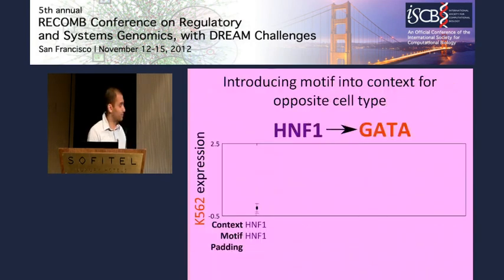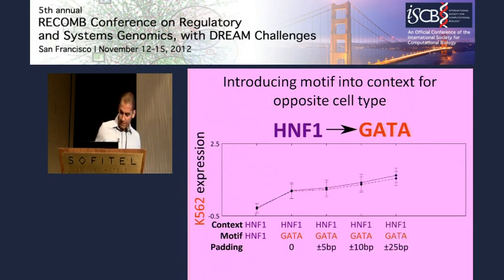Okay, but what may be more interesting is what happens when we swap from one context to another. So here, looking at HNF1, which we find is active and expressed in HepG2, taking HNF1 enhancers with their motifs swapped around between them, we find the expression is quite low in K562, which is not a surprise. But as we incorporate the GATA motif, which is functional in K562, we see the expression go up, and this continues as we increase the expression level.